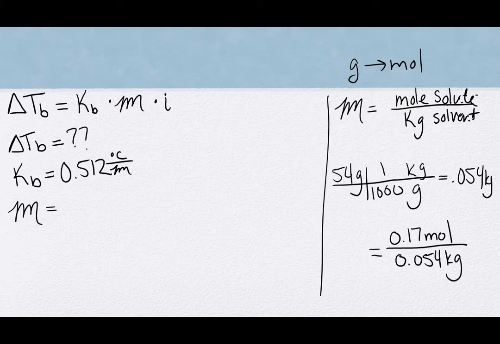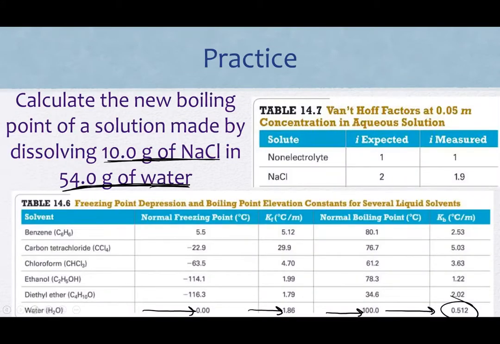0.054 kilograms. Okay. Plug that into our calculator. 0.17 divided by 0.054. And we get the molality of this solution is 3.15 molal, excuse me. Okay.